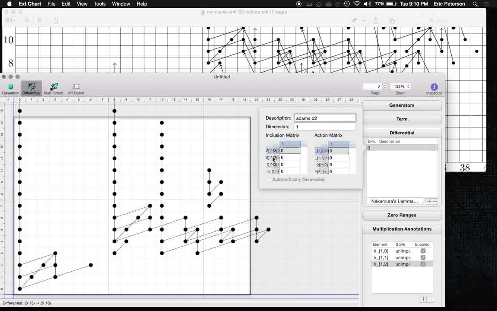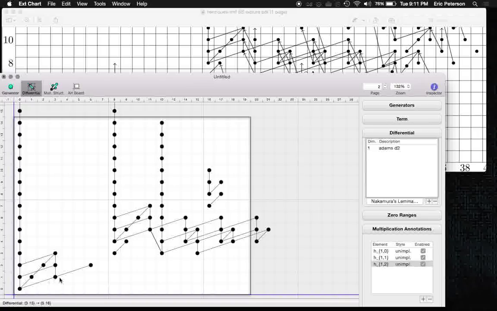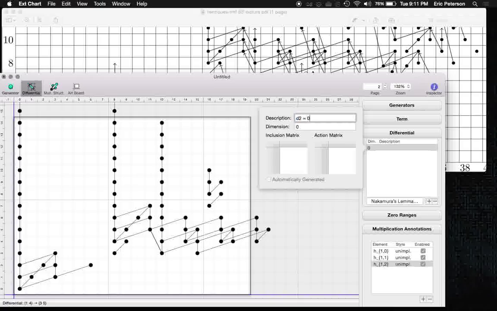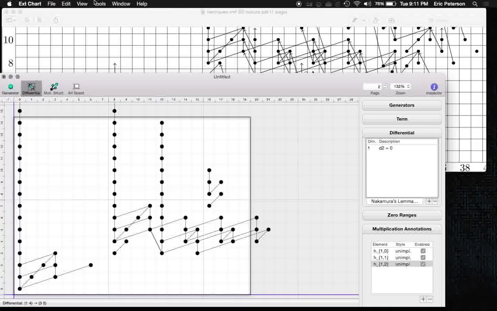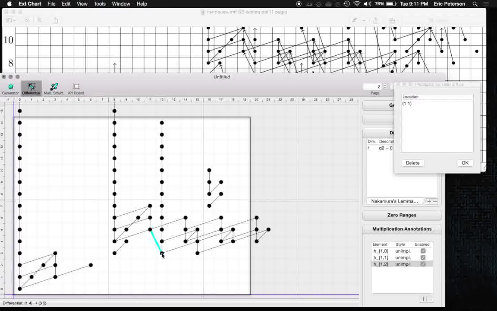I'm going to cheat and poke these values in straight away. And there it is. Now, as in other demonstrations, I have to inform Ext Chart that various other differentials in this picture are in fact zero. So for instance, I'm going to tell it that the differential off of nu is zero. But given that information, Ext Chart can use this single Adams d2 to infer the existence of other ones. So I'm going to take this d2 and propagate it along h0 and h2 multiplications.